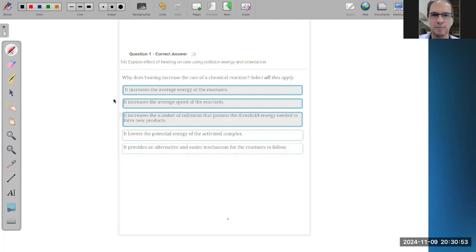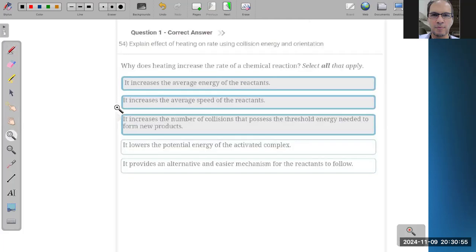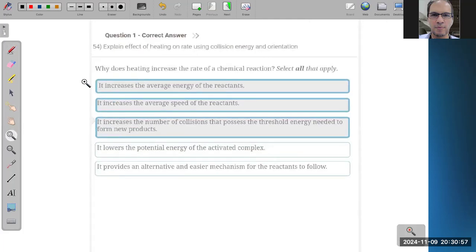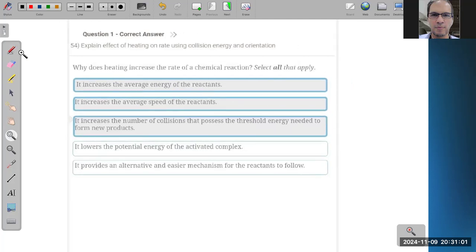Explain the effect of the heating. Why does the heating increase the rate of a chemical reaction? Select all that apply. It increases the average energy of the reactants. It increases the average speed of the reactants. It increases the number of collisions that possess the threshold energy needed to form new products.